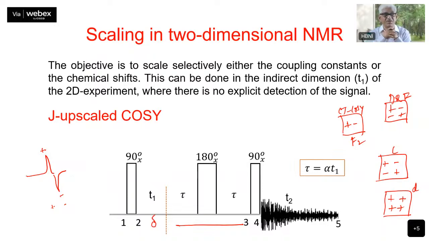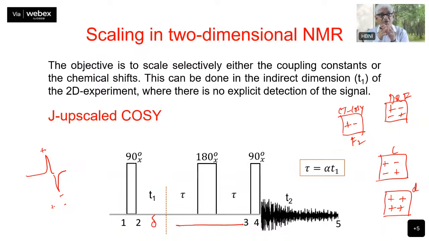Here only chemical shift is evolving. Now, the coupling constant evolves for the entire period, all the way from 2 to 3. The coupling constant is evolving from 2 to 3, because it evolves in T1, it also evolves in the spin echo sequence.